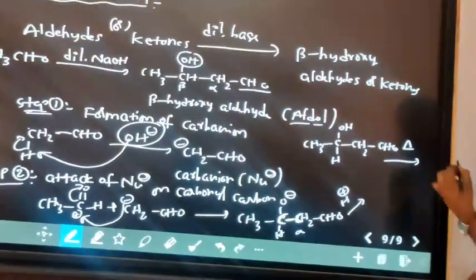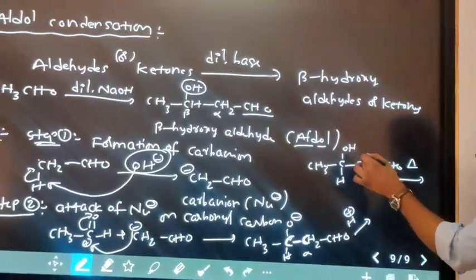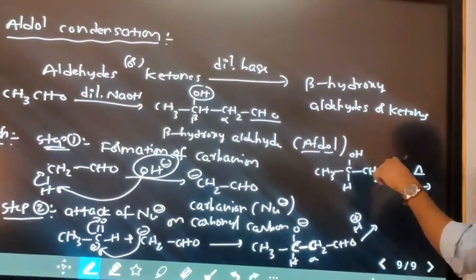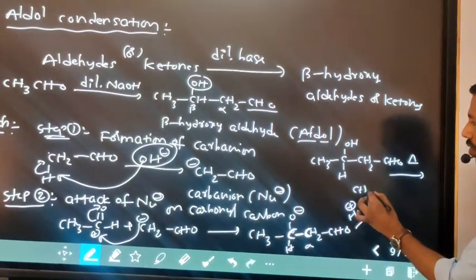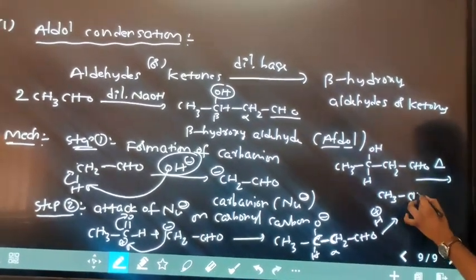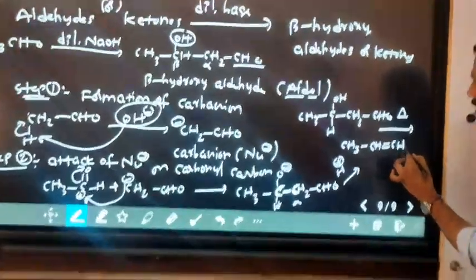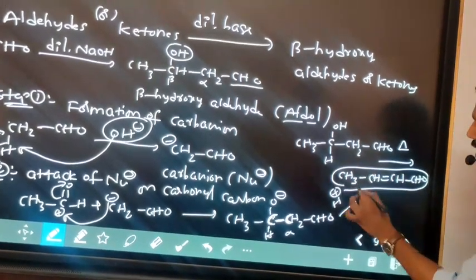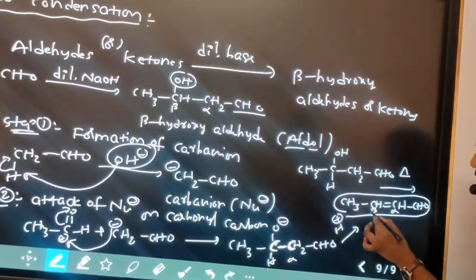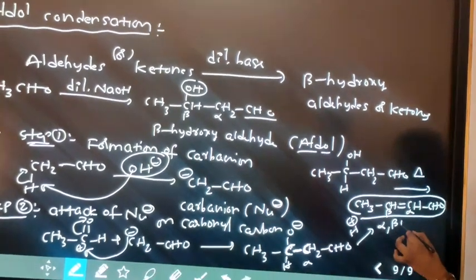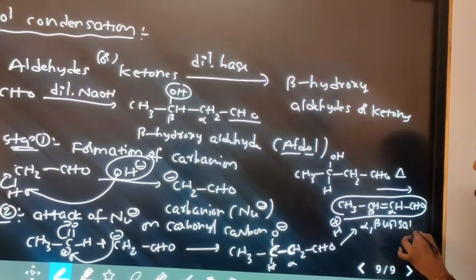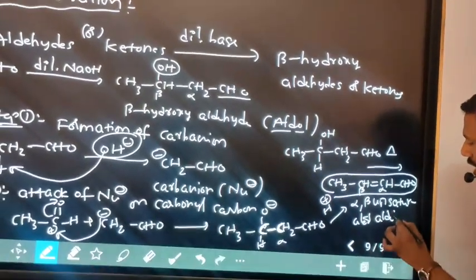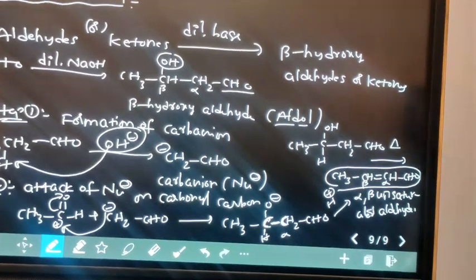On further heating, dehydration takes place, by removal of water. We get CH3 CH=CH CHO. So this is the final product. This is the alpha carbon, this is the beta carbon. This is an alpha beta unsaturated aldehyde.